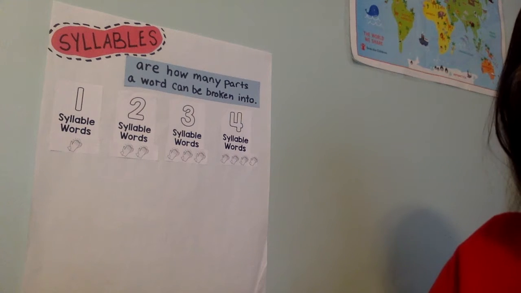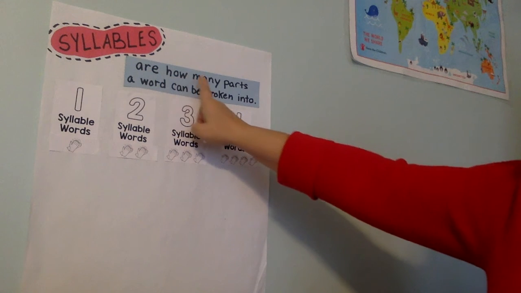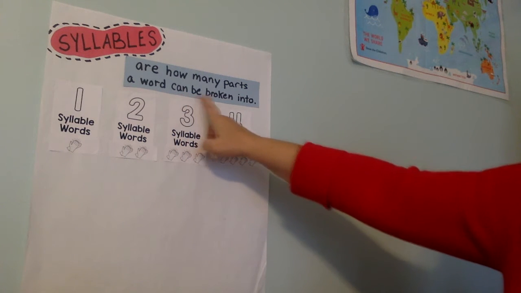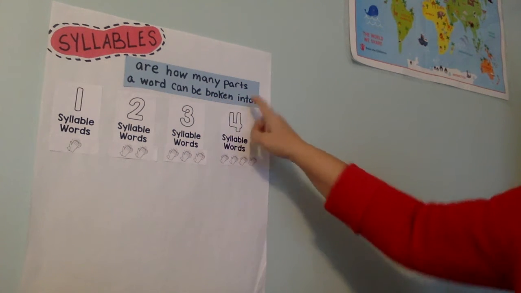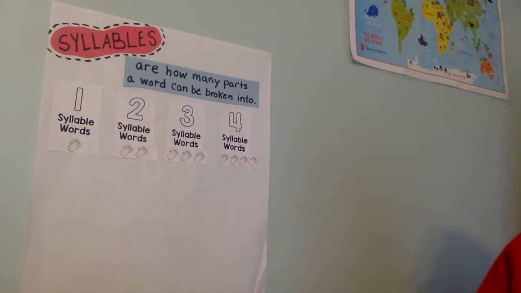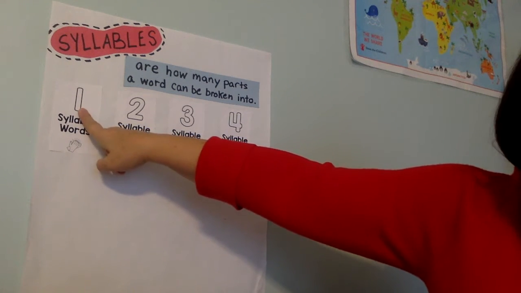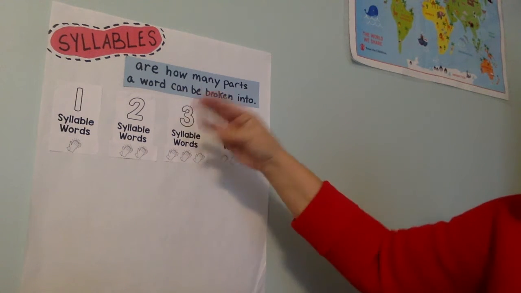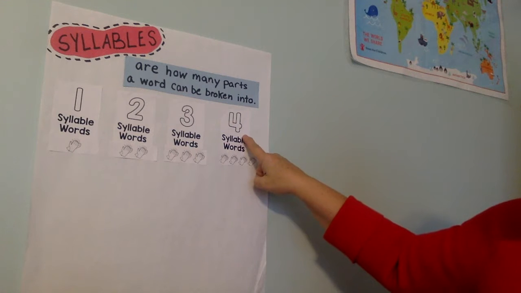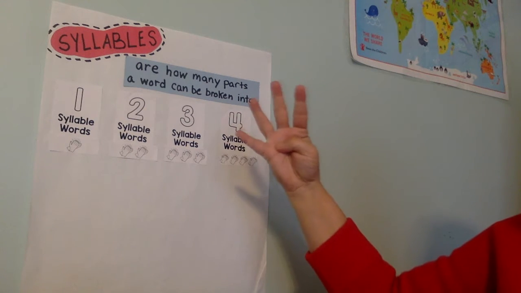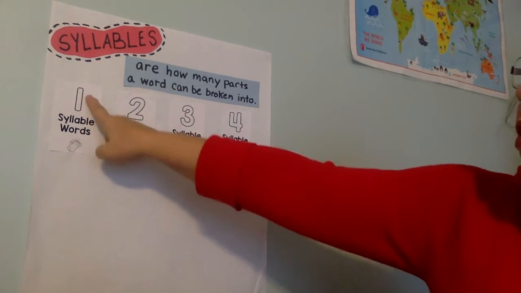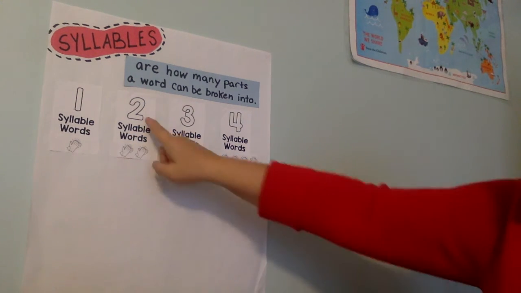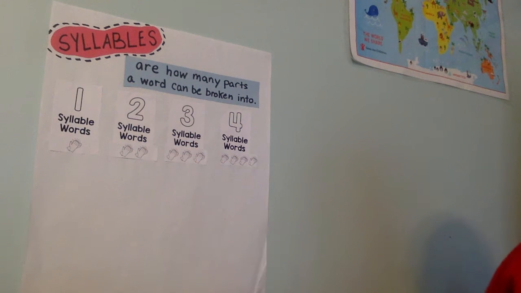So syllables, what are they? Syllables are how many parts a word can be broken into. We're going to be talking about words that have one syllable, two syllables, three syllables, and four syllables. And we're going to be clapping them. A one-syllable word would have one clap. A two-syllable word would have two claps.